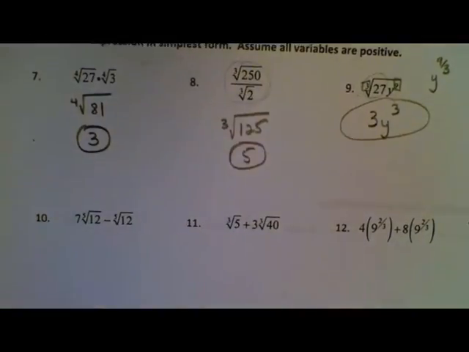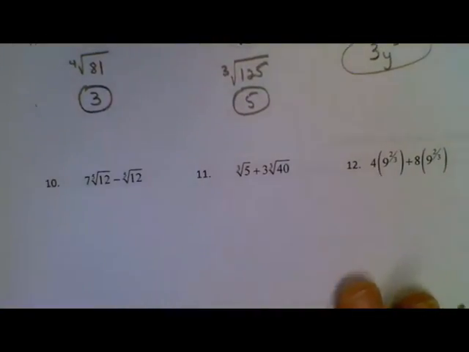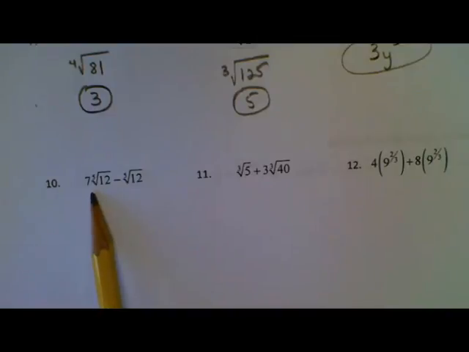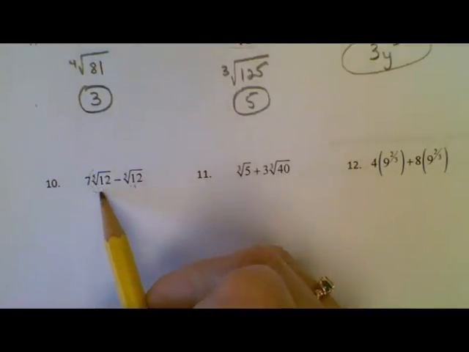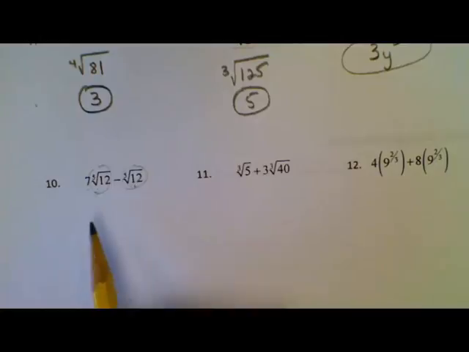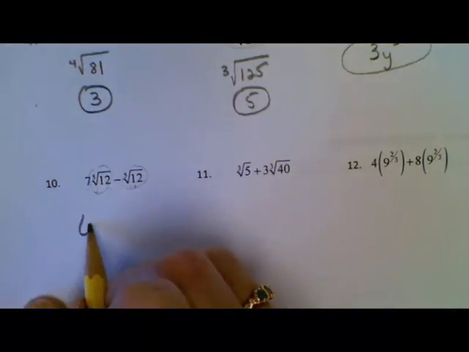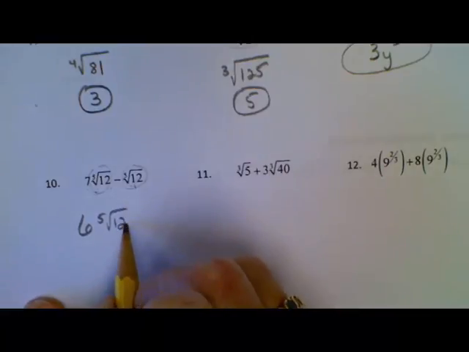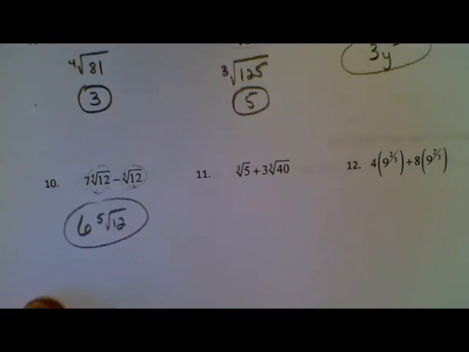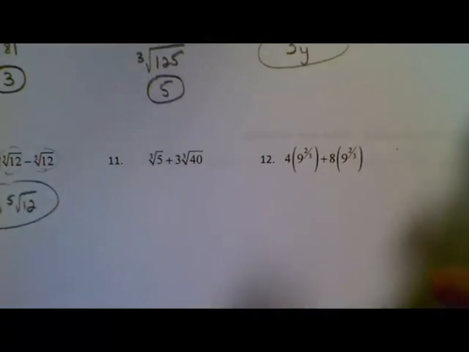All right, the next set of problems is making sure that you know about like terms. So this is 7 times the 5th root of 12 minus the 5th root of 12. So if they're the same terms, and they are, this is exactly the same as this, all I need to do is take 7 of those minus 1 of those. I have 6 of those terms. And that's it.